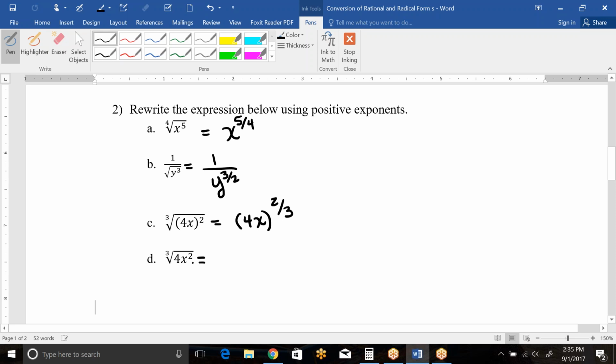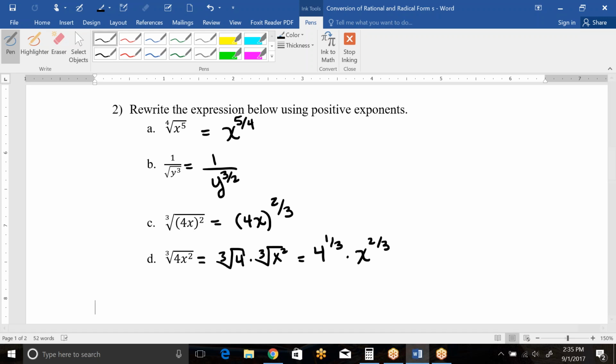Whereas this is a little bit different. This is, if you think about it, 2 different pieces here. We could split this up into cubed root of 4 and cubed root of x squared. So this 4 actually has a 1 on it. It is not included in parentheses. It's not being squared. So this would be 4 to the 1/3 times x to the 2/3. So notice this is different.